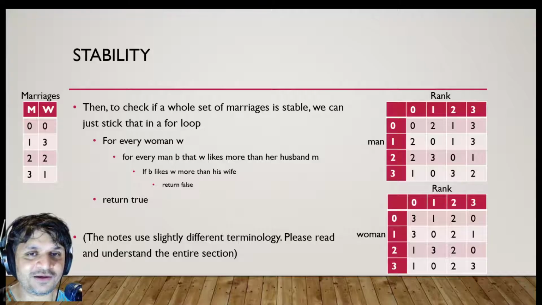Okay, so we just have a pretty simple algorithm here that checks whether a set of marriages is stable. All it was is a for loop around the idea that a single person is in a stable marriage.